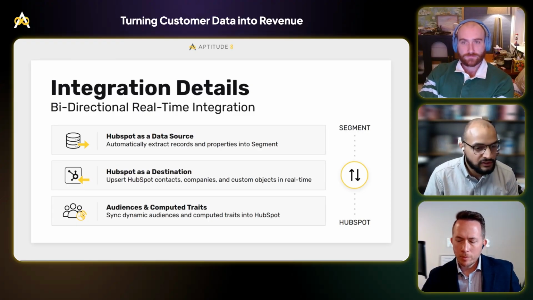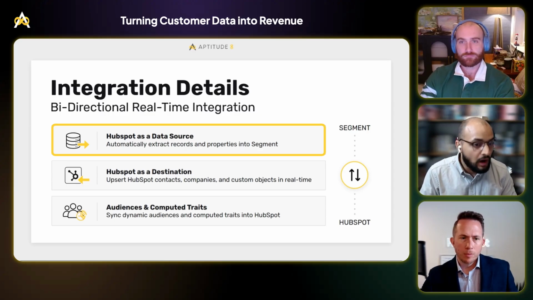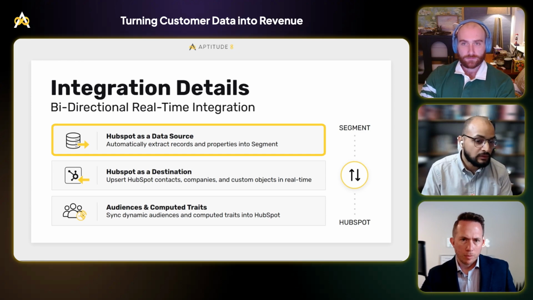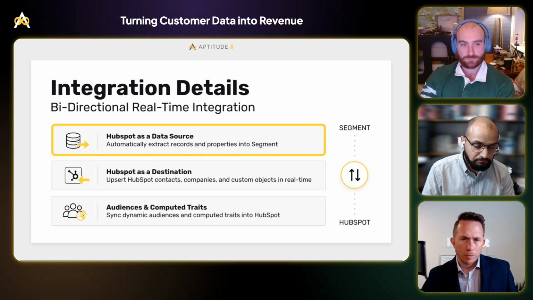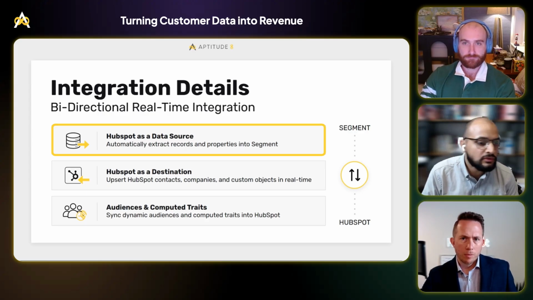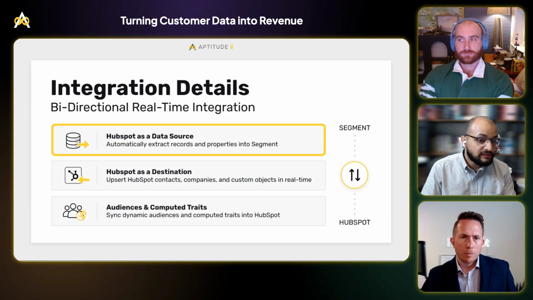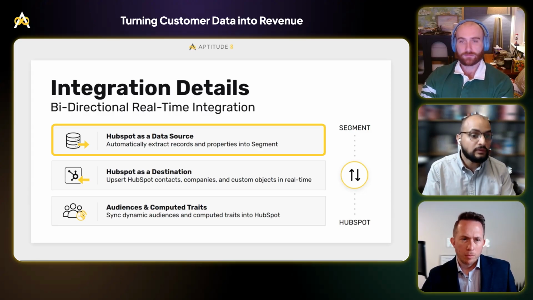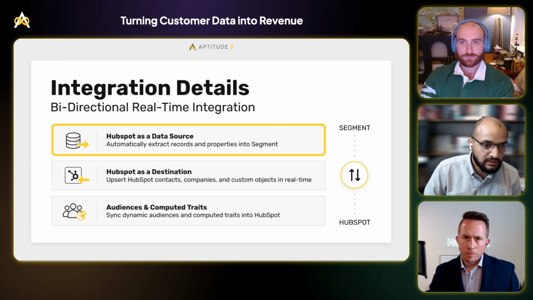So the first kind of integration type is HubSpot as a source. In this one, Segment can pull records and properties out of HubSpot automatically. So contacts, companies, deals, lifecycle stages, you name it. Most teams treat HubSpot as their system of record for that customer, but then they end up rebuilding that same view in their warehouse, maybe in their BI tool, their support platform, and have distinct pipelines for those. But with this connection in place, HubSpot data can flow downstream wherever it needs to go via Segment. So kind of this consolidated pipeline.